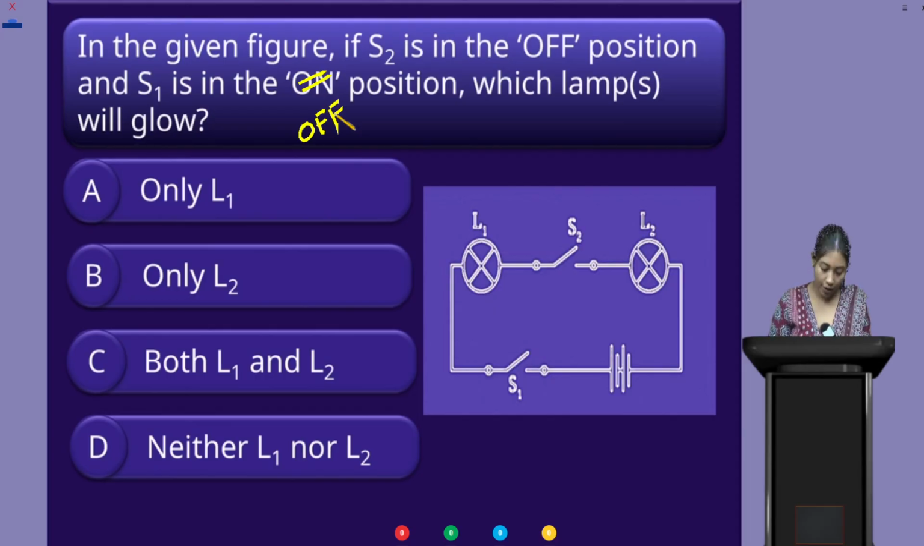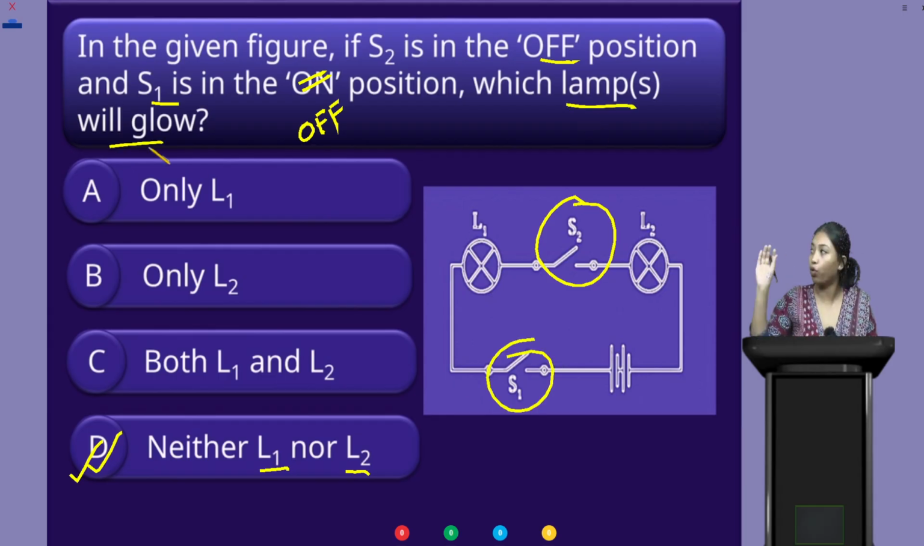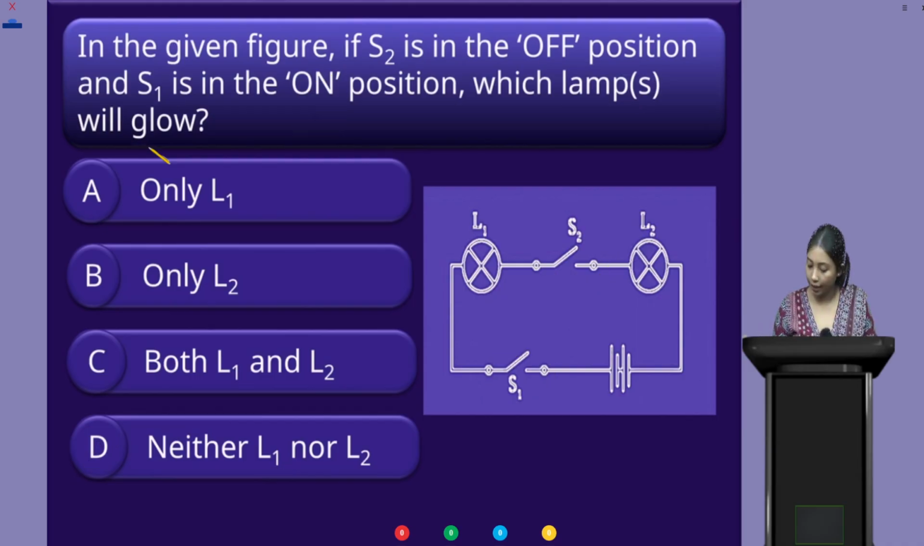Your time is up. Okay, now I can see that lots of students have answered correctly, option D, neither L1 nor L2 will glow. But some students gave wrong answers. So now let's discuss. In the given figure, S2 is in off position, like we can see one line is uplifted, and S1 is in off position, it's also uplifted. Which lamp will glow? Since both switches are in off position, neither L1 nor L2 will glow. Okay, now I think it's clear.